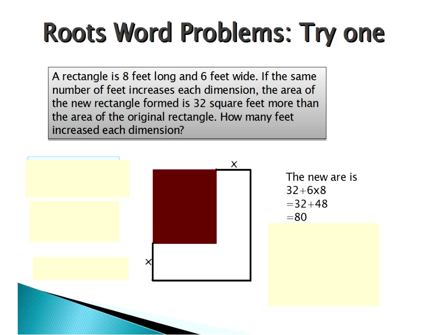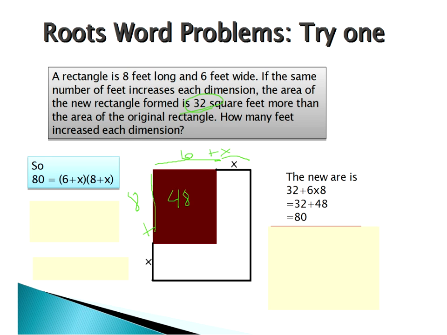So the new area is 80 because we had 48 originally, and then it increased by 32. So now we have 80. And that means that what we have here was 6, let's say, and so we added x to that, so that would be 6 plus x. This was 8, and we added x to that. And so there's our equation.